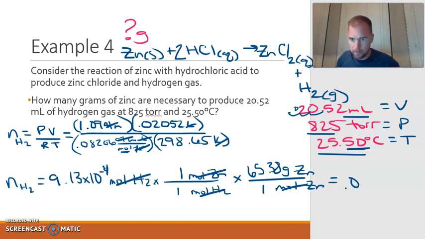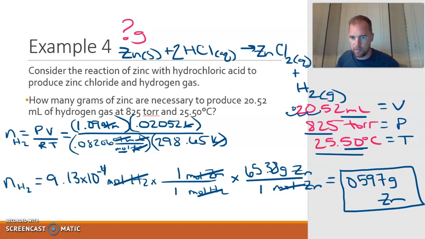So 0.0597 grams of zinc. That's how much would be needed. And I kind of cut off my little decimal there. There we go. All right. So the only difference in this problem was that the conditions of the gas was not at STP, so we had to use the ideal gas law in order to convert to moles. After that, it was just regular stoichiometry.